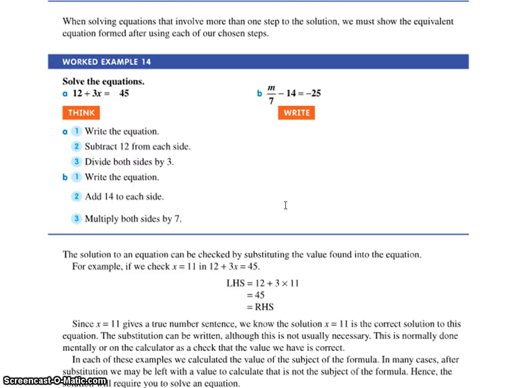Alright guys, worked example 14. We've just done solving linear equations with one step. We just added, subtracted, multiplied, or divided. Now we're going to do ones that involve more than one step. These two have got two steps. If you get ones with more than two steps, you do it exactly the same way, just like you eat an elephant, one bite at a time.